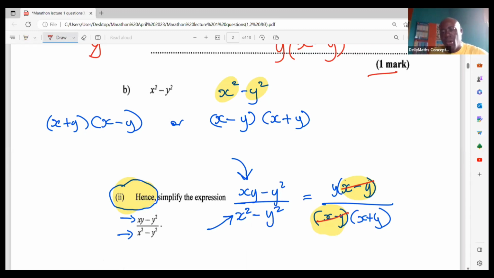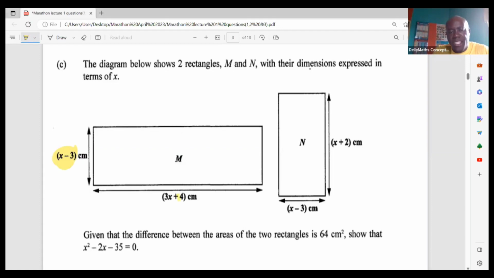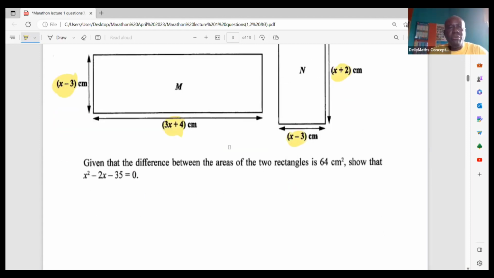So at the end of the day, what you're left with is y at the top over x plus y. I told you that the dimensions is in x. It's okay. No biggie. All right. Now, what you're going to do now is to read to see what it is they want you to do. All right. So when you're reading here, we realize that they're saying, given that the difference between the areas of the two rectangles is 64.